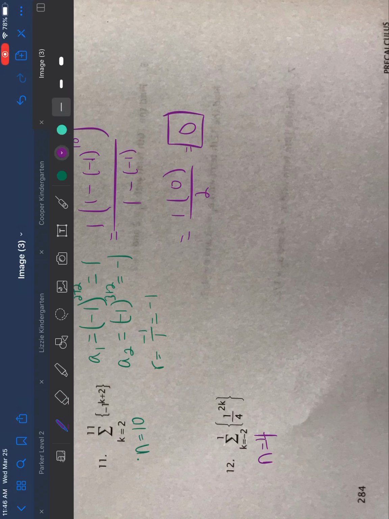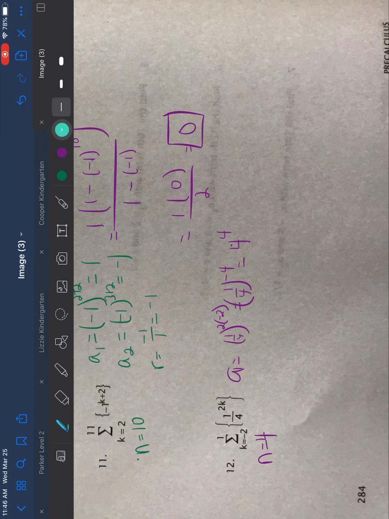A sub 1. We're plugging in negative 2 first. We've got 1/4 to the 2 times negative 2. So this would be 1/4 to the negative 4. If you remember, negative exponents flip my fraction and become positive. So 1/4 to the negative 4 is the same thing as 4. I've taken my fraction and flipped it over to the positive 4.